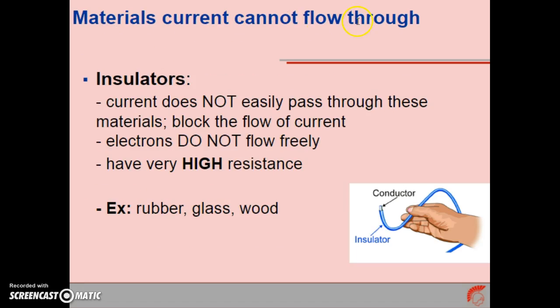But materials that do not allow current to flow through them are insulators. Current does not easily pass through these materials. They block the flow of current. Electrons do not flow freely through an insulator, and these have a very high resistance. An example would be rubber, glass, or wood.